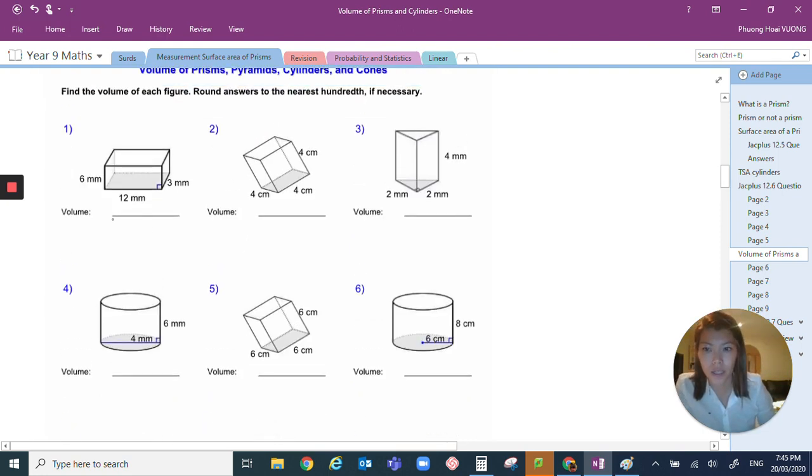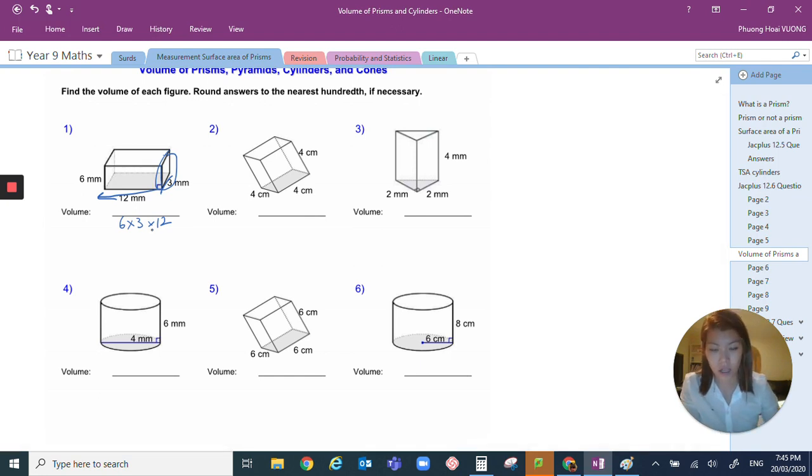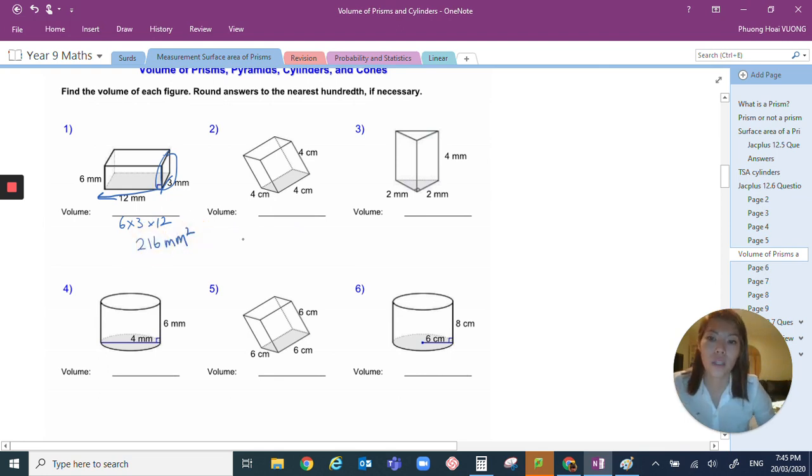Okay, so let's have a look at examples without the little cubes. So the first one here is pretty straightforward. We figure out the area of any side. So let's say this side, for instance, that is 6 times 3. Then we multiply by how many layers there are. So 12. Put that in the calculator. We have 6 times 3 times 12 is 216 millimeters cubed.